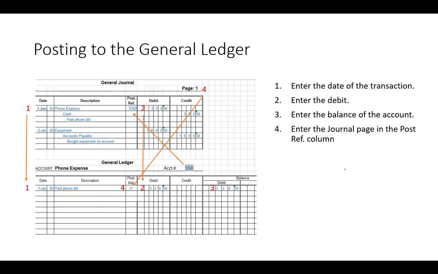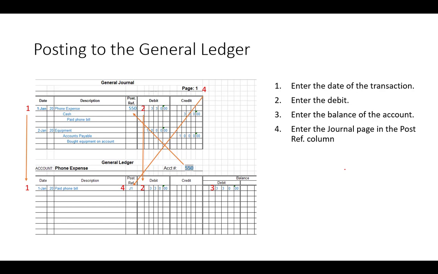When we post from the general journal to the general ledger, we need to move a few pieces of important information. In a manual accounting system, posting is done either daily or at regular intervals depending on the volume of transactions the business has. And most businesses today should and probably are using some sort of computerized accounting software like QuickBooks, Xero, or one of the many others that are out there.